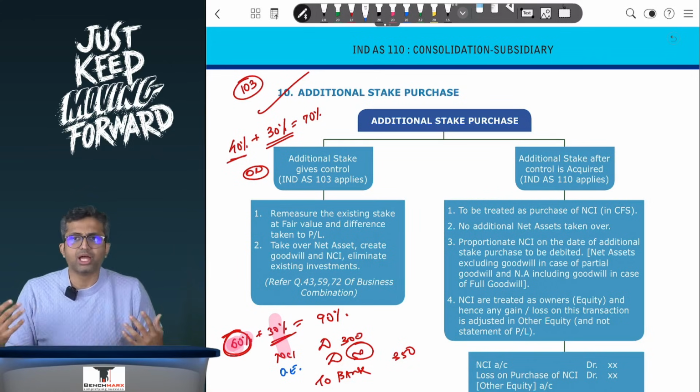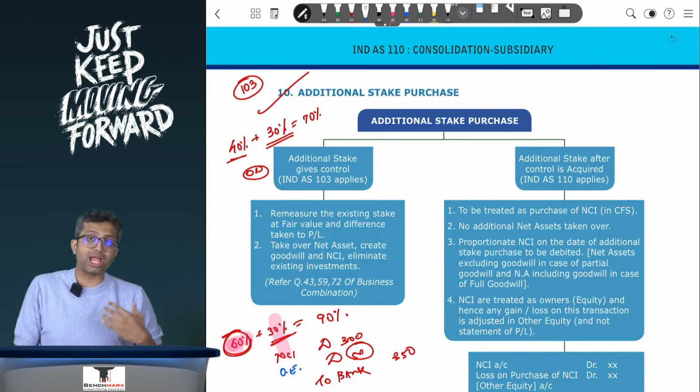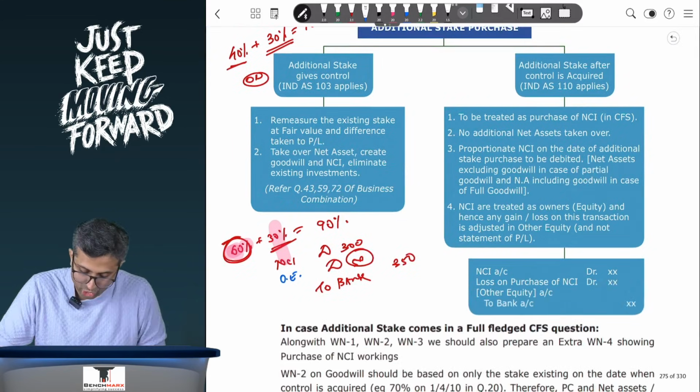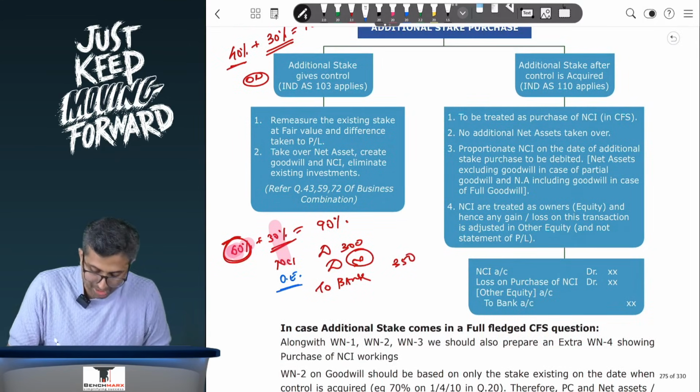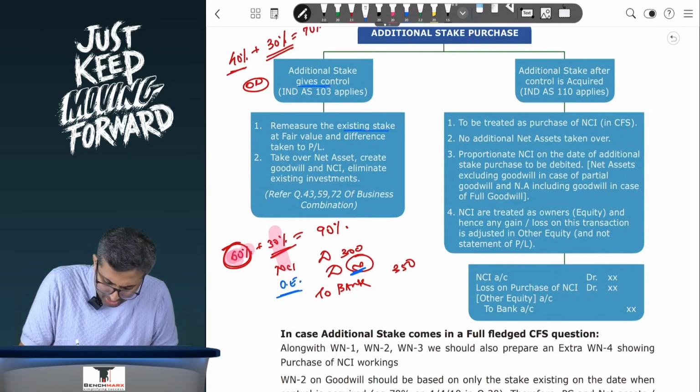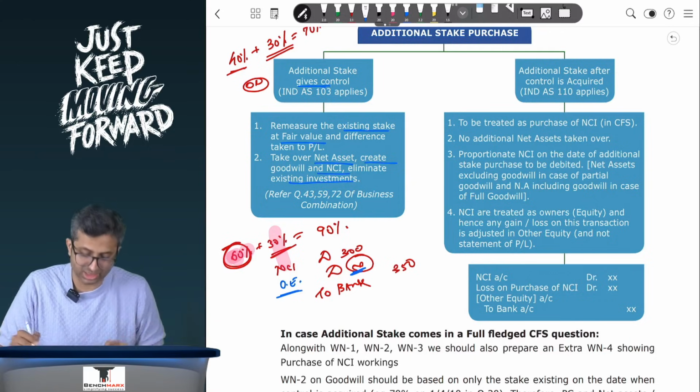Like when there's a retirement of a partner, I would adjust the accounts of the existing partners, and hence other equity will be debited over here, for example, by 50 rupees. So, remeasure: if an additional stake gives control, you remeasure the existing stake at fair value, take over the net assets, create goodwill and N.C.I., and eliminate the existing investment. This is Ind AS 103.